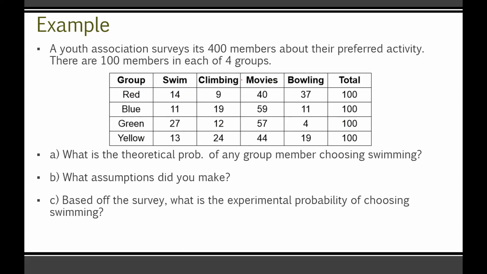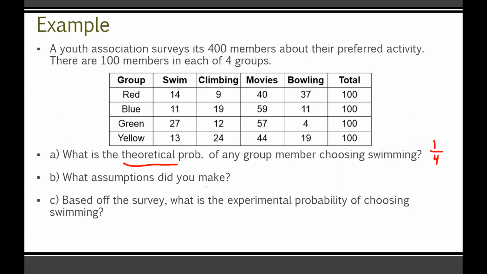Notice they could choose swimming, climbing, movies, or bowling. What's the theoretical probability of any group member choosing swimming? Well, in this case, because we're just given 4 different options here, you have to assume that all the options are more or less even. Yes, obviously, if you look at the data, they're not. But in theory, the theoretical probability of a group member choosing swimming should just be 1 out of 4 options. 1 option is swimming. They had 4 options in total.